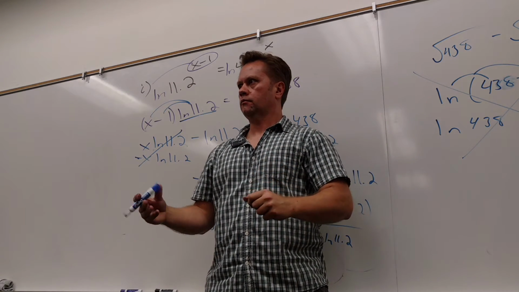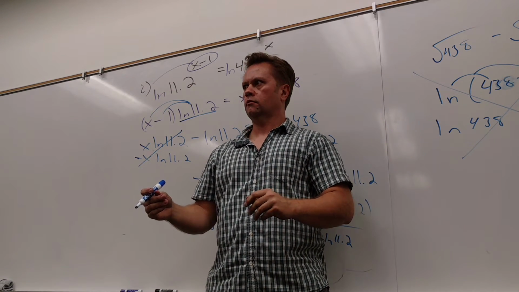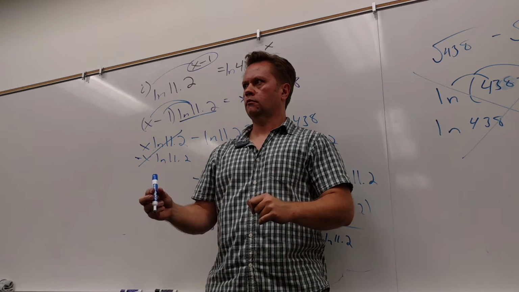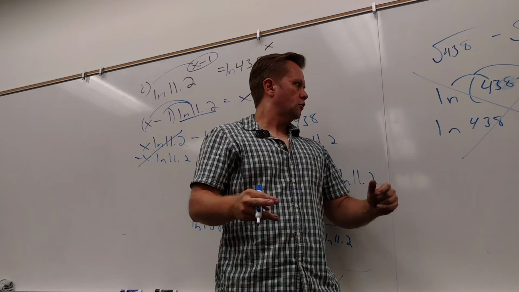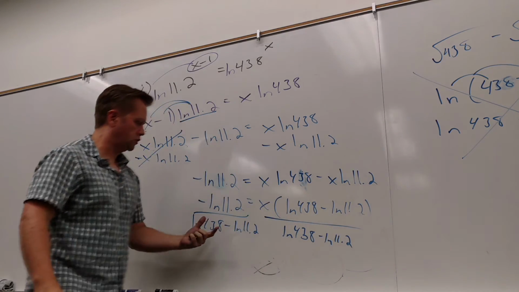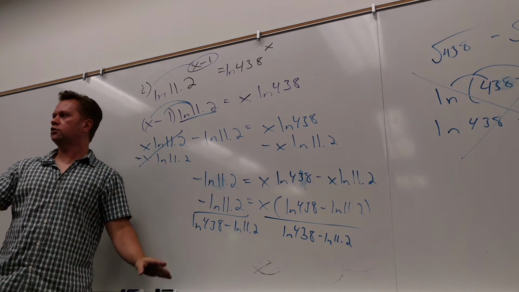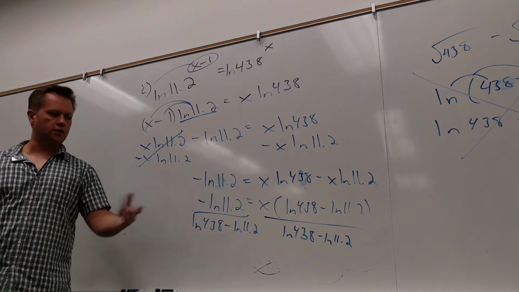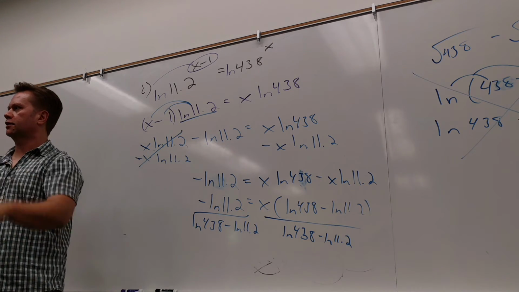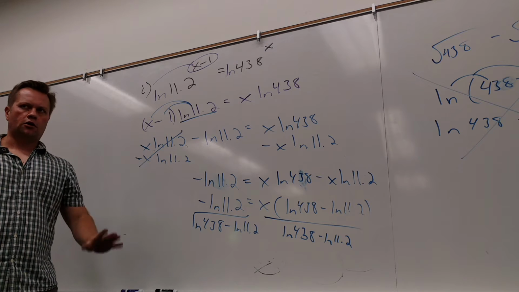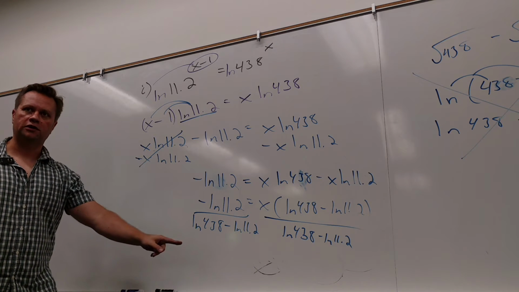If you had ln 438 over 11.2, doesn't that convert back to that? Well, then yeah, you could. If you wanted to, you could rewrite this using a property of logs, but you don't really have to. It just makes it look worse, actually. You've got fractions inside fractions. That's the answer, believe it or not.